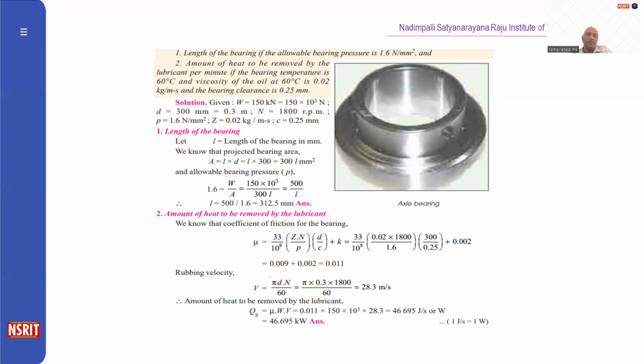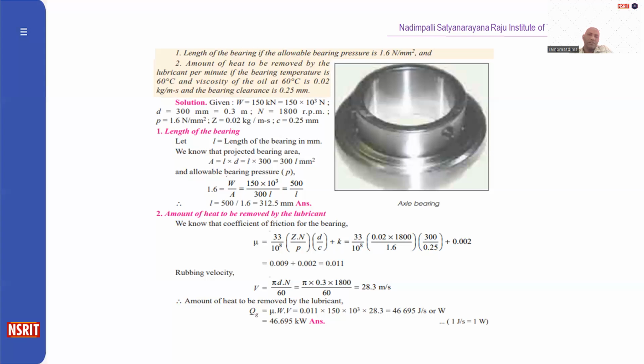These are the given. So here you have to calculate heat generated, which is equal to mu W. For that you have to calculate mu, and next you have to calculate area. If pressure is given, how much is it? 1.6 Newton per meter square. Pressure is equal to load by area. Load is also given, 150 into 10 cube. Area is equal to L into D.